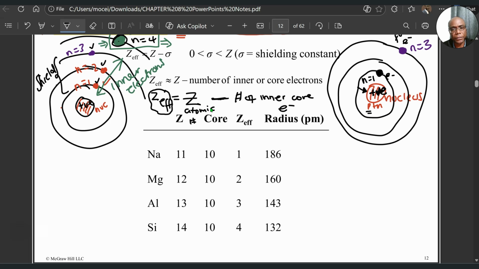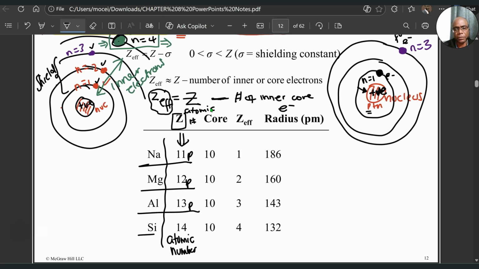Now let's compare some values here. So here you have Z, which is the atomic number. All these numbers are atomic numbers of the elements listed to the left. Sodium has atomic number 11, meaning 11 protons, magnesium 12 protons, aluminum 13 protons, silicon 14 protons. And in turn, if they are neutral, it will match the number of electrons: 12 electrons for magnesium, 13 electrons for aluminum, 14 electrons for silicon.